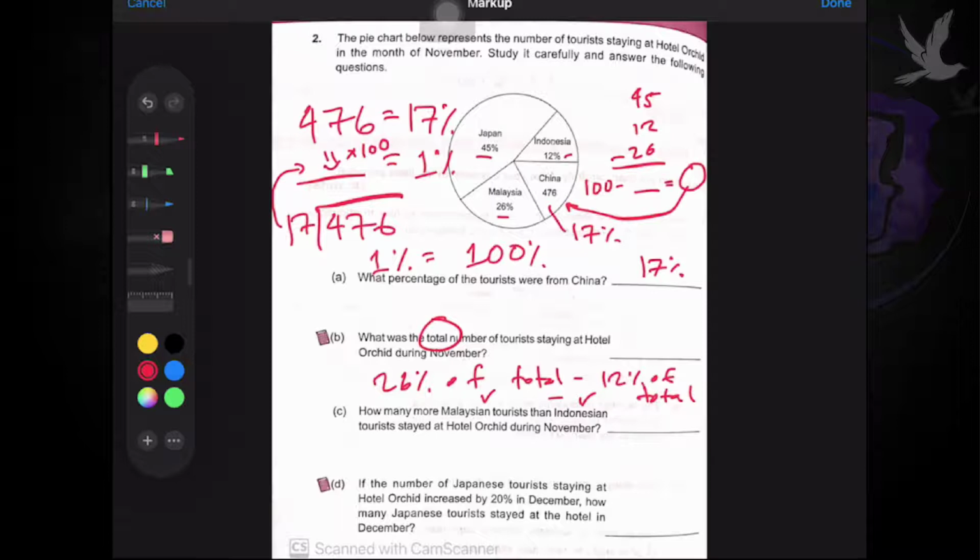Whatever your answer here is, minus the answer here, and that will be your answer for letter C. Letter D naman, there is an increase problem here. So basic rate natin yan. Increase by 20%. So you already know how to do this. So I'll leave this with you na. Okay?